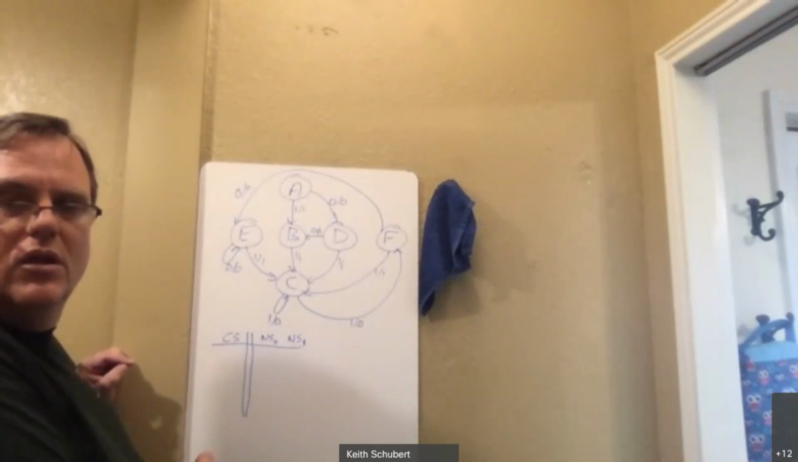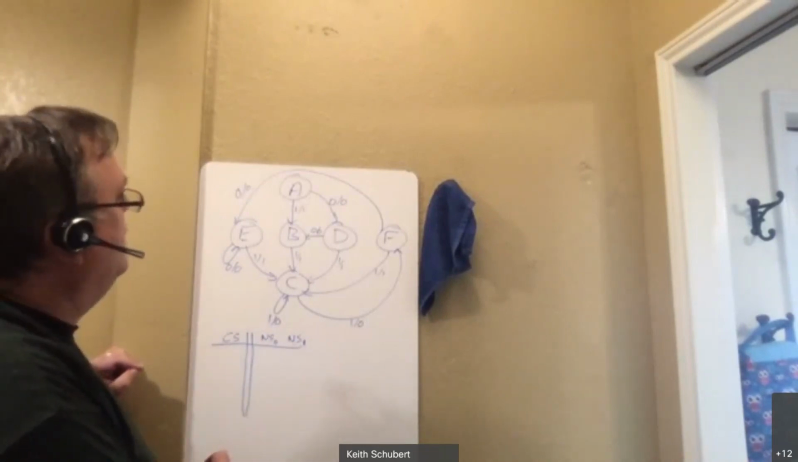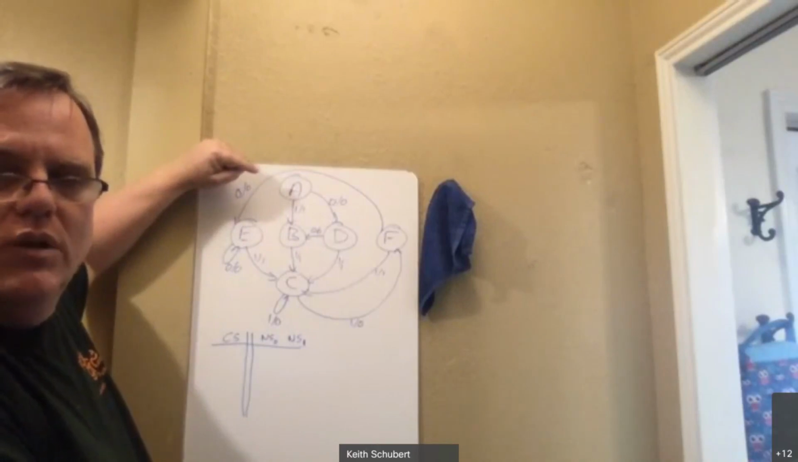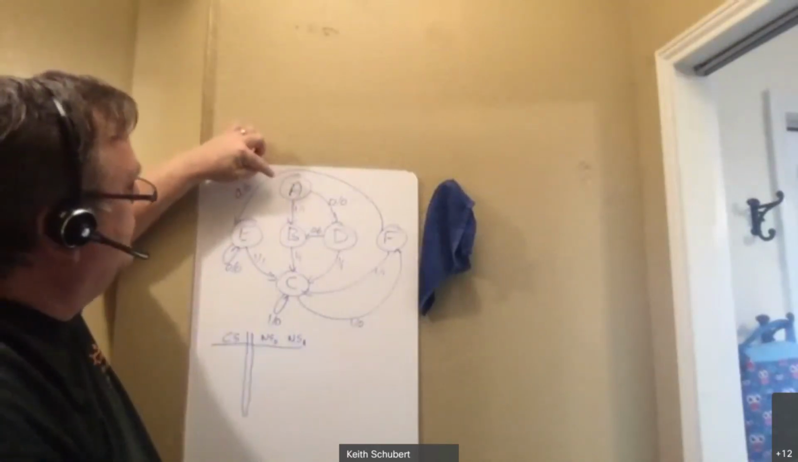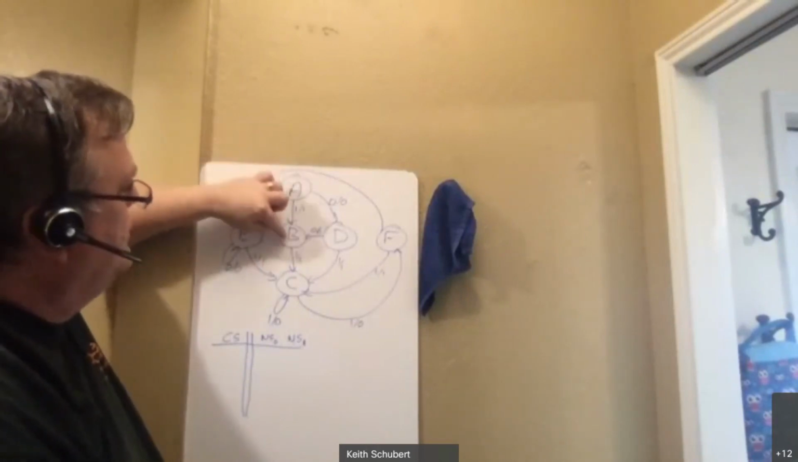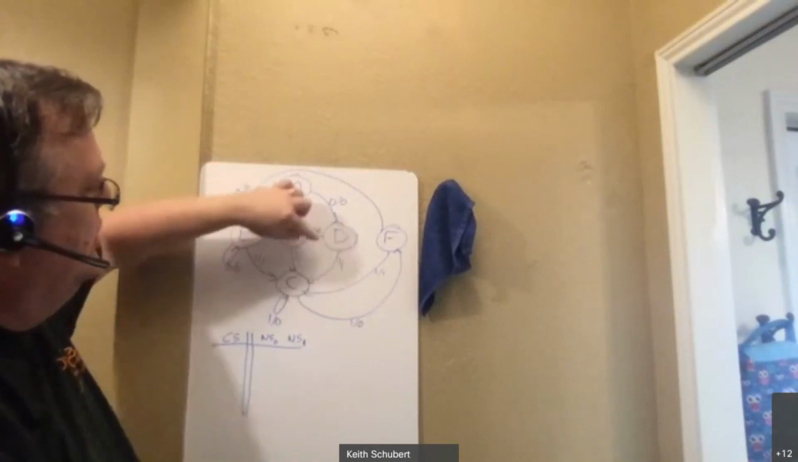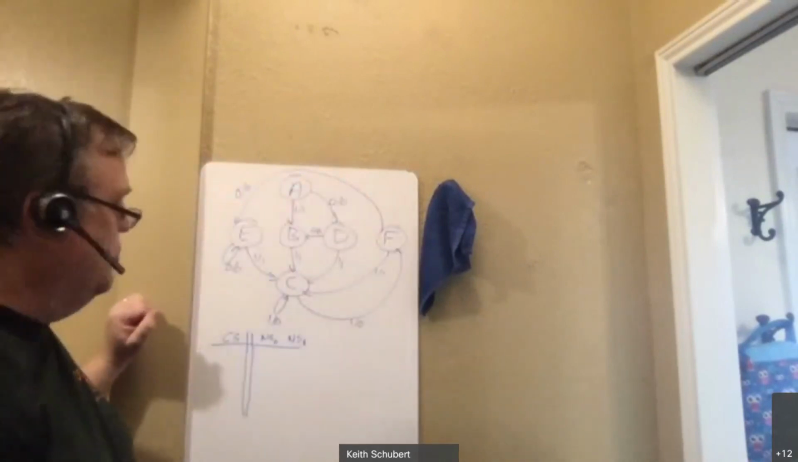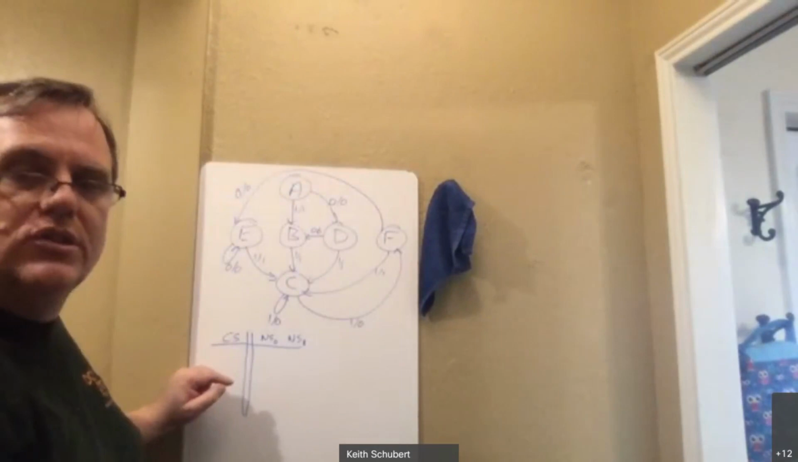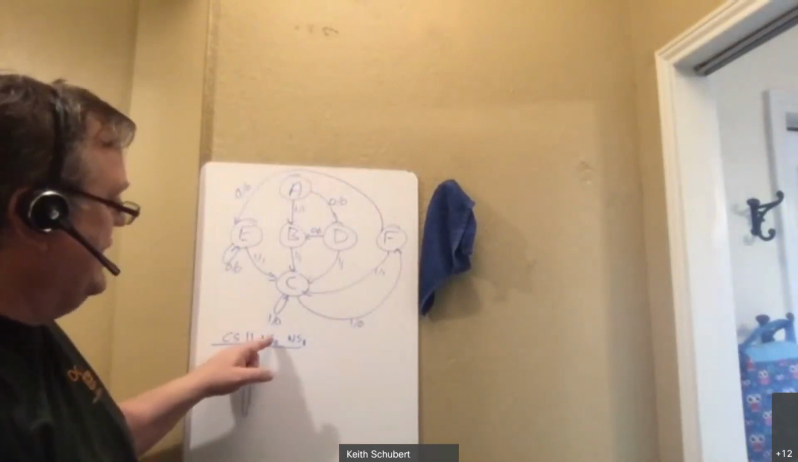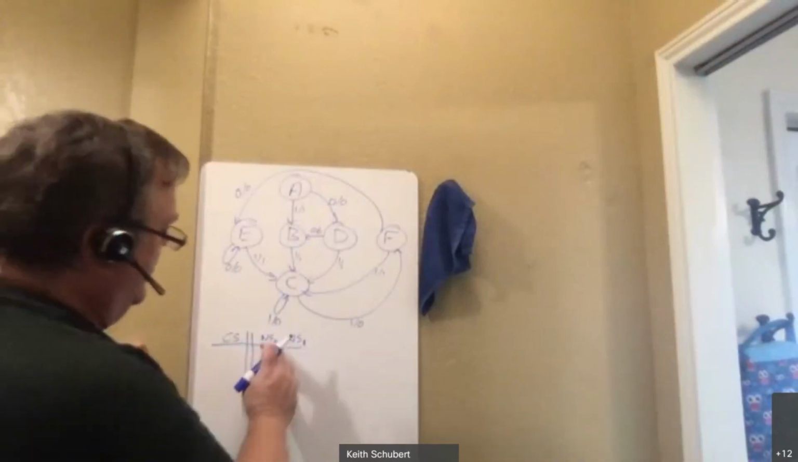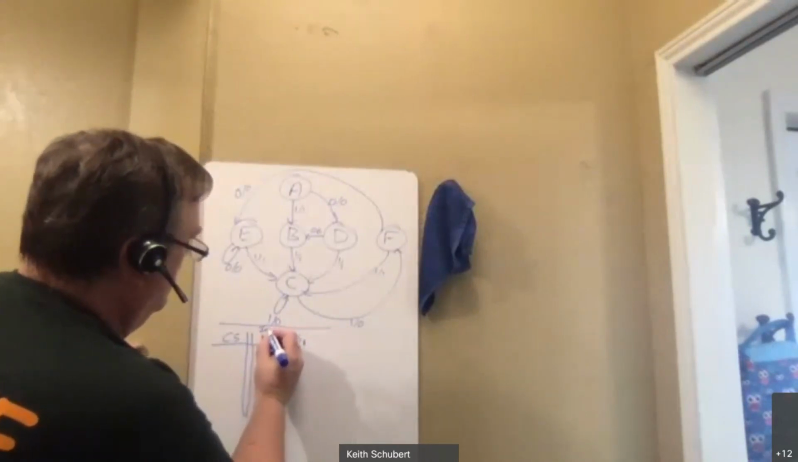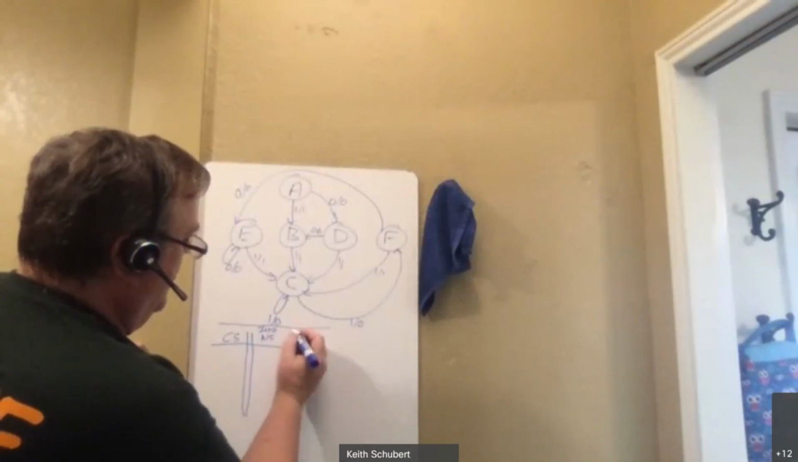But are both the C's the same? I only have one C. So let me walk through. Let me just run through all the states that I'll mention. This is state A, state B, state C. That's D, E, and F. So those are my states. CS is current state. NS is next state. And this is next state when the input is a zero. And this is next state if the input is a one.